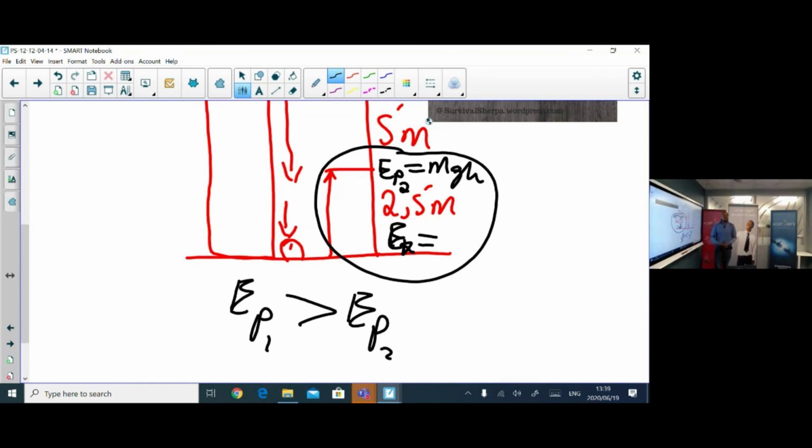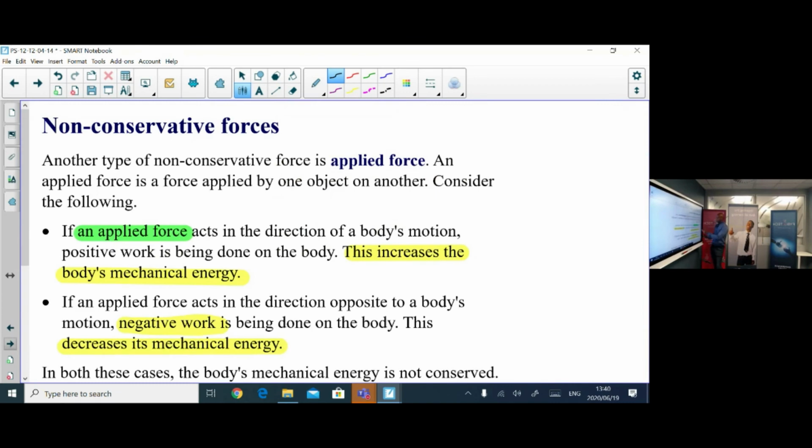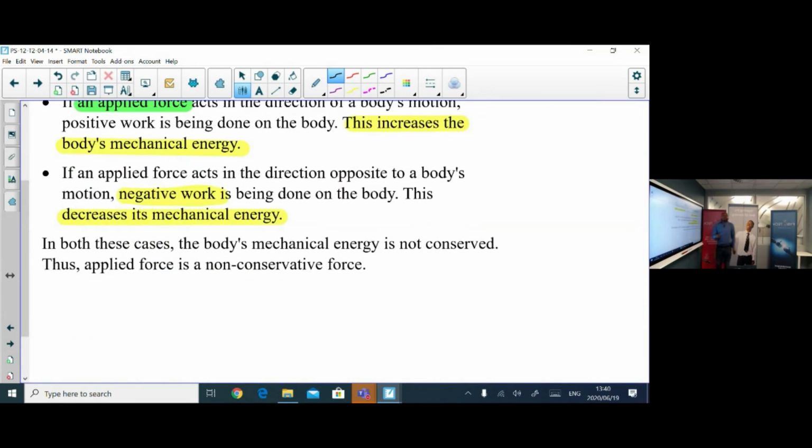All right, now when we talk about mechanical energy, if you have less gravitational potential energy, of course you're going to have less kinetic energy. That is why I said we have a decrease of mechanical energy. Don't forget that. Mechanical energy is nothing else. We talk about the sum of the gravitational potential energy and the kinetic energy. That's it. All right. In both these cases, the body's mechanical energy is not conserved. Thus, applied force is a non-conservative force.